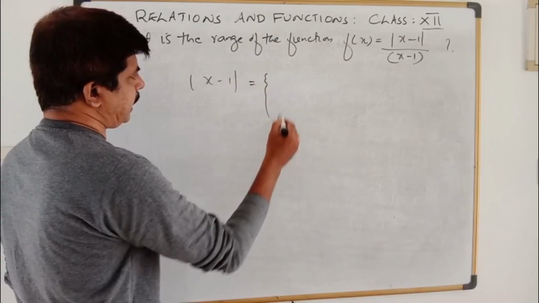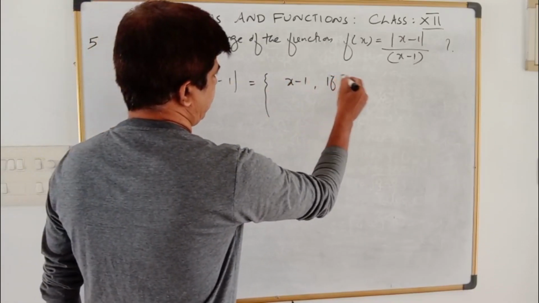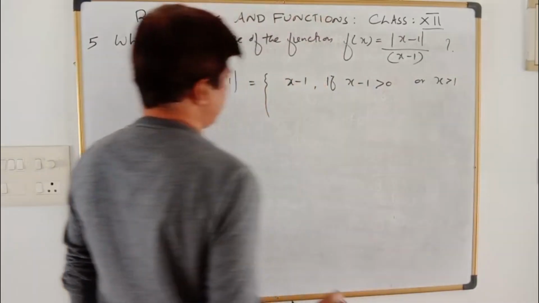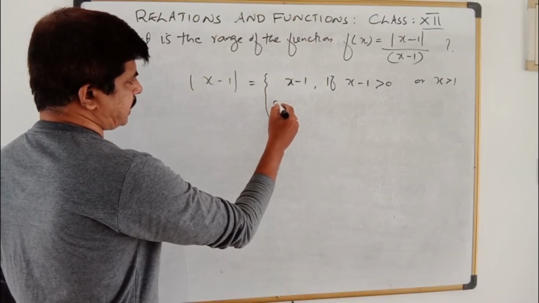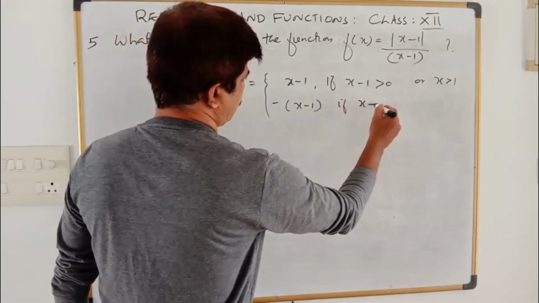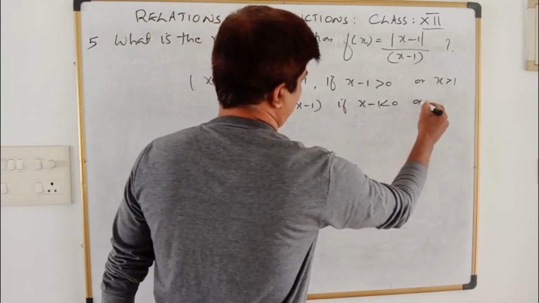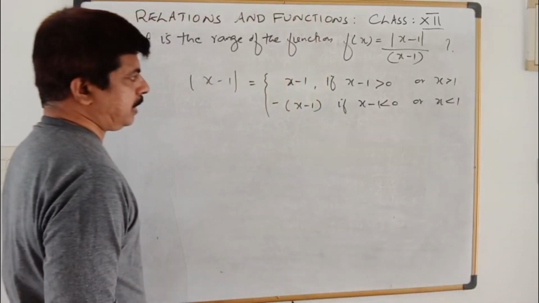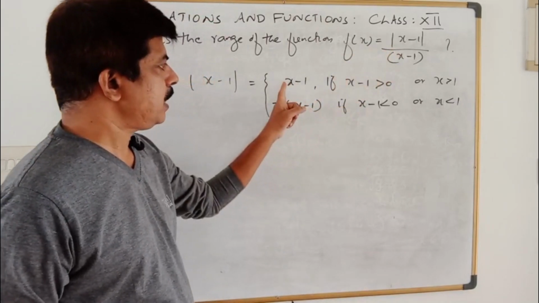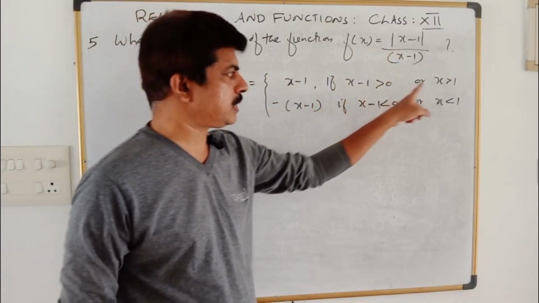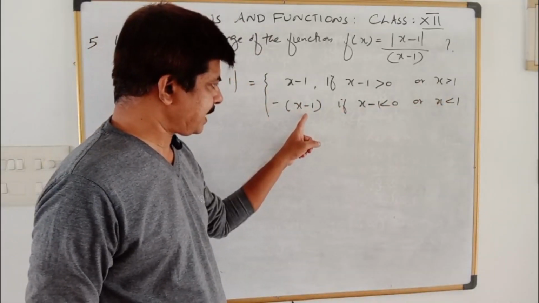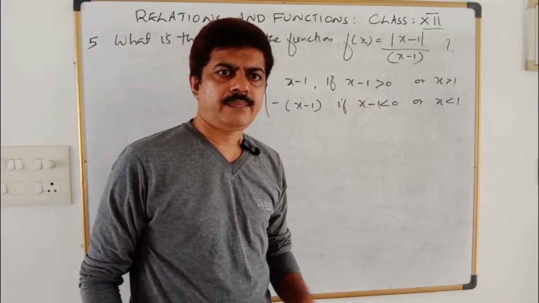It can be written as x minus 1 if x minus 1 is greater than 0, or x greater than 1. Again, the modulus function can be written as the negative value, minus of x minus 1, if x minus 1 is less than 0, or x less than 1. Like that we have to express the given modulus function. If it is given mod x, what will you write? Mod x equal to x if x is greater than or equal to 0, and mod x equal to minus x if x is less than 0.